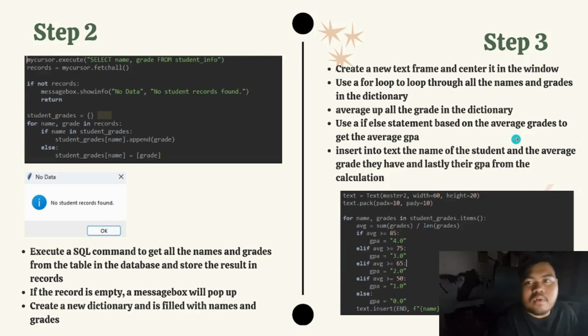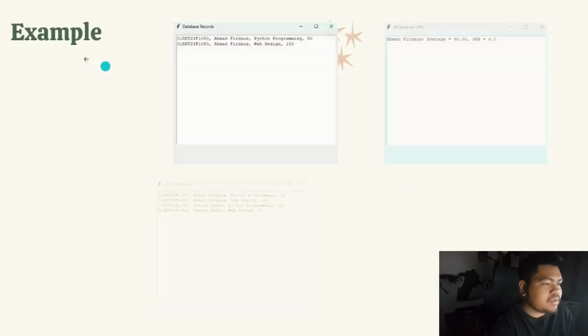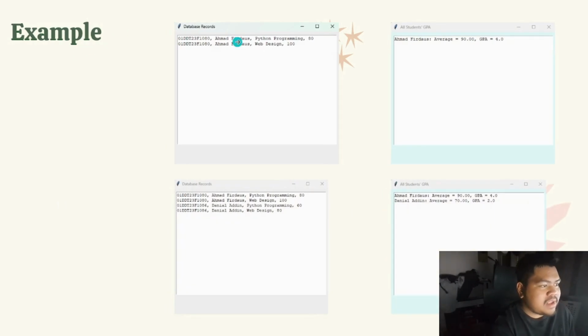And that's it for this one. And here are some examples. First of all, we need the database record to not be empty and have some data. Right here we have a student with a grade of 80 for Python programming and a grade of 100 for web design. And then we average up his grade, and the GPA will be 4.0.